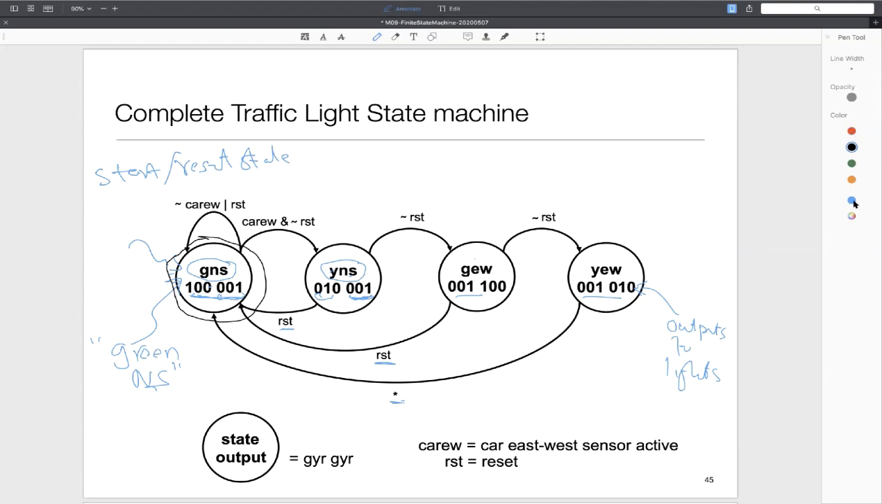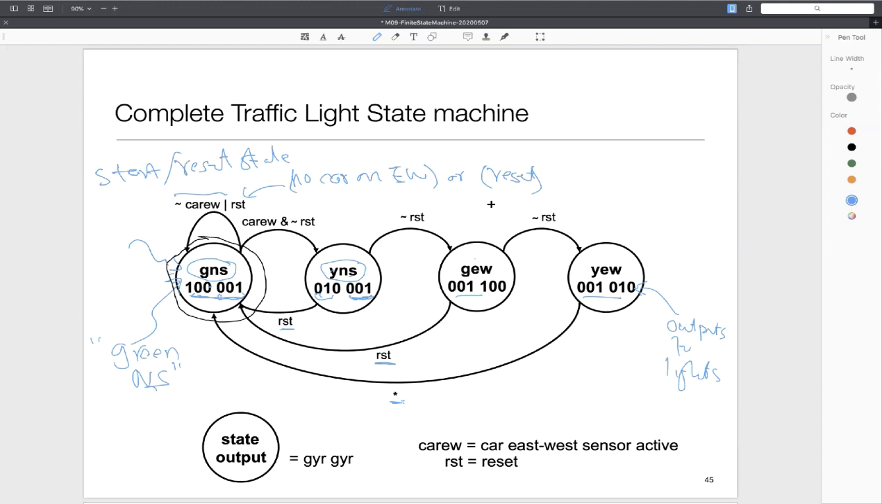Okay, so now we have the states. Now let's talk about transitions. So we are in the GNS state, let's say. So north-south lights are green. And I'm going to stay in that state as long as either reset is high or there is no car on east-west. So what this expression is saying is: no car on east-west or reset. In either one of these conditions, I'm going to stay put in GNS.